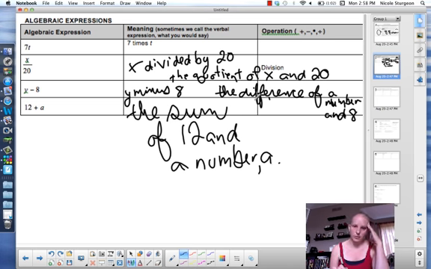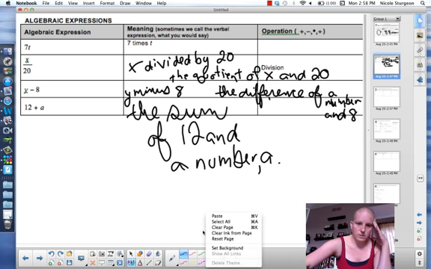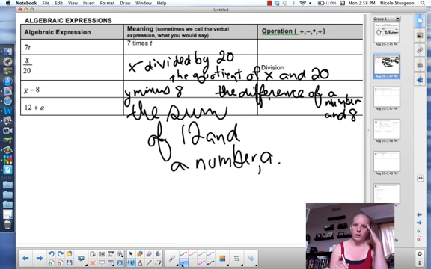Let me see if I can change my color pen here. No, come all the way down. Just cheat. I like purple. Let's switch to purple. Alright.